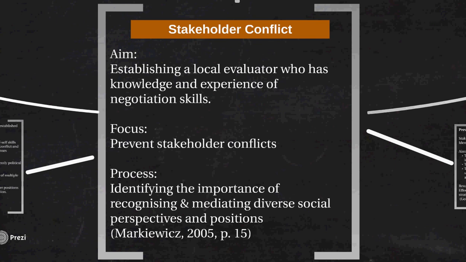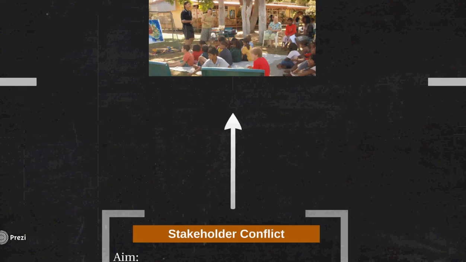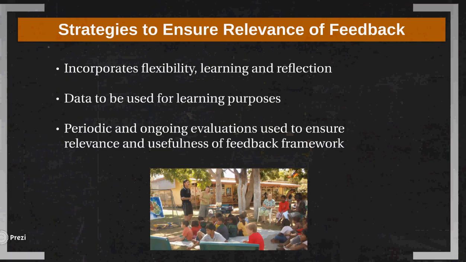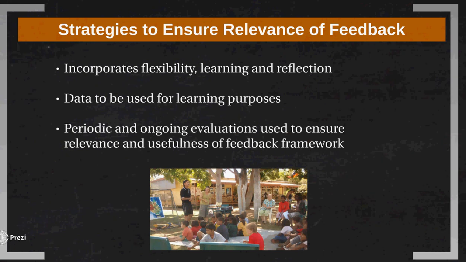As a result, we will establish a local evaluator who has knowledge and experience of negotiation skills. According to preeminent international development scholar Korten, 1980, M&E must incorporate flexibility, learning, reflection, and a revised acting out in a virtuous and iterative process. However, this learning is often neglected in various stages of the project cycle.